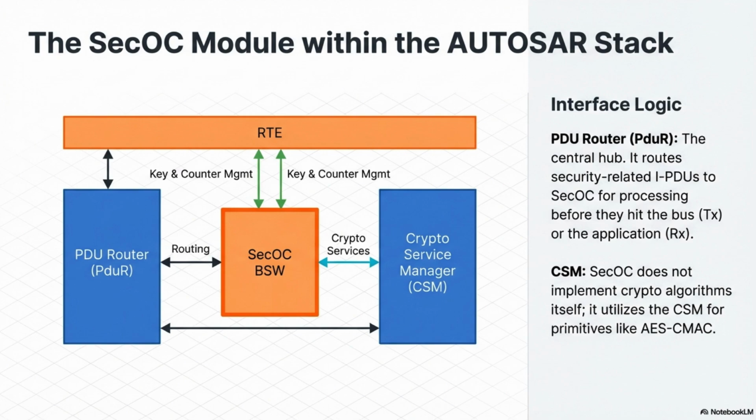Architecturally, the SecOC module sits right between the PDU router, PDUR, and the Crypto Service Manager, CSM. Think of the PDUR as the hub that routes messages to us for processing, while the CSM acts as our engine for cryptographic primitives like AES, CMAC.